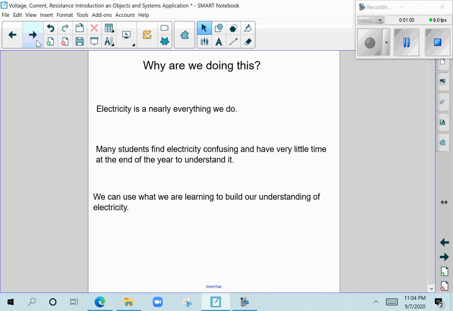Why are we doing this? Because electricity is in nearly everything that we do. We live in an electronic digital age. Everything runs off electricity, and many people actually have a very weak understanding of what electricity is, or even the basic concepts behind it. Also, since we don't see electrical charges, many people will find this concept of electricity very confusing when we have very little time at the end of the year to look at it. So if we start now and work throughout the entire year, we'll be able to build up a very strong foundation and understanding of electricity so that when you really need to understand these topics, it'll be very intuitive to you.